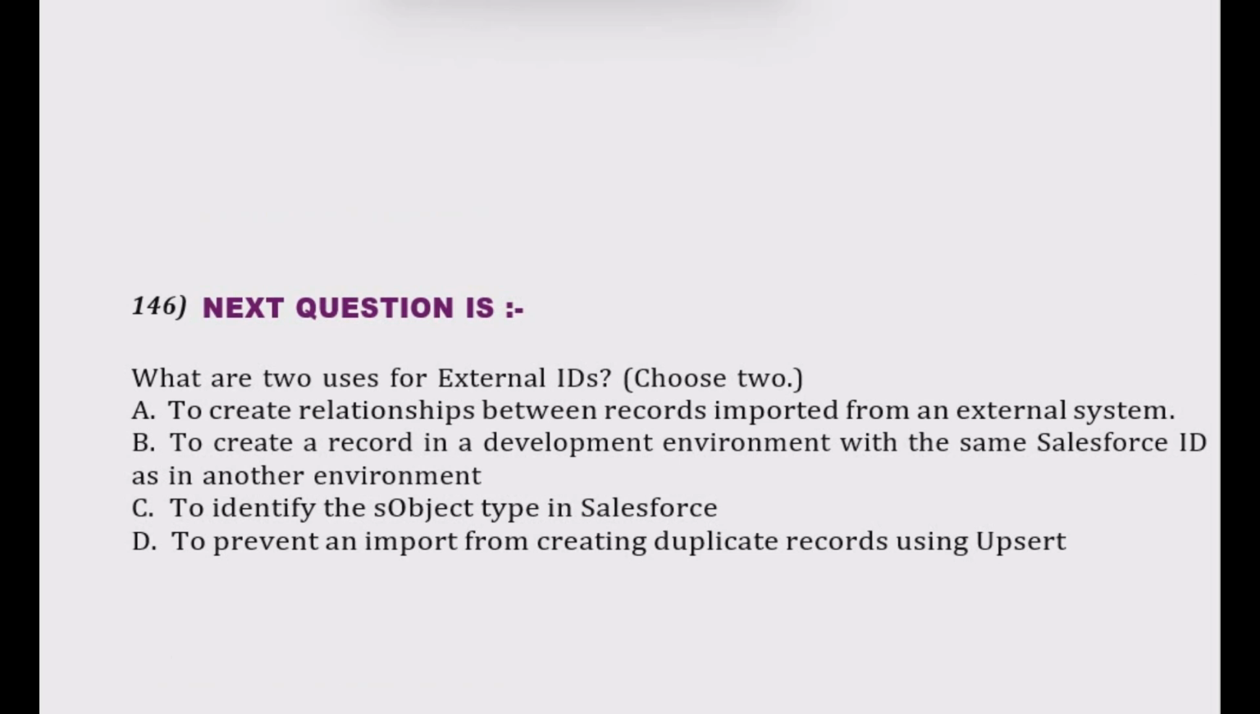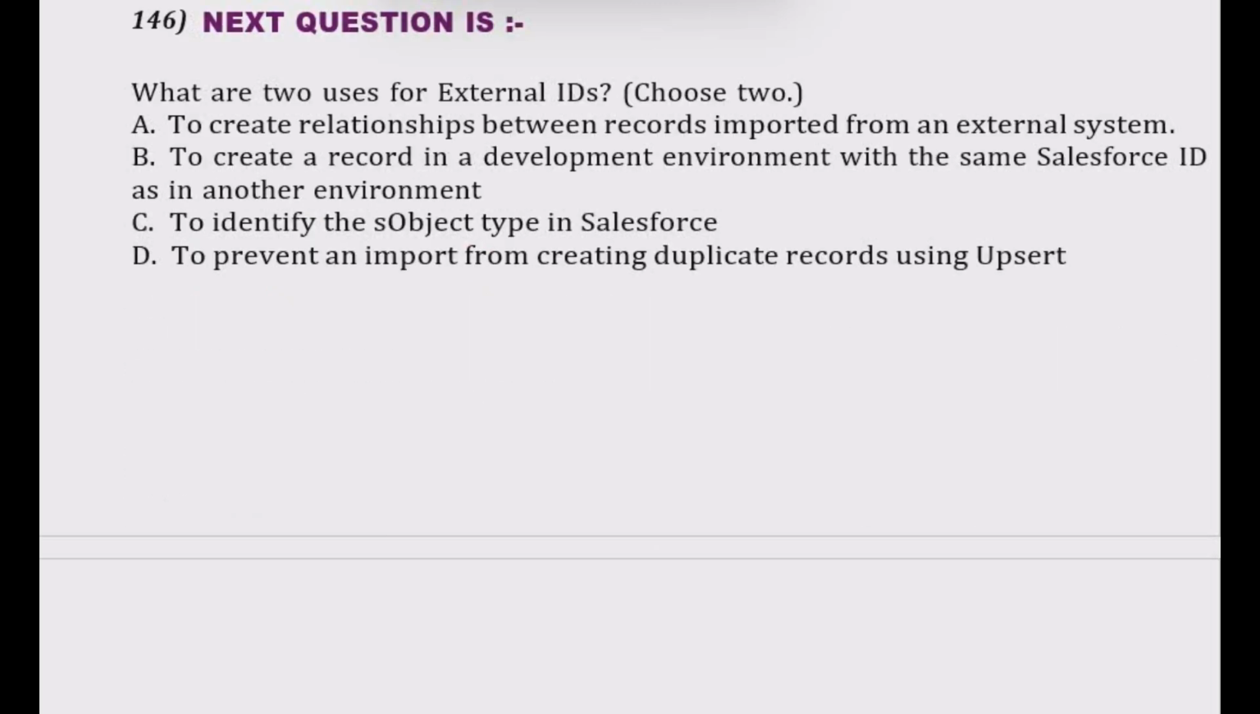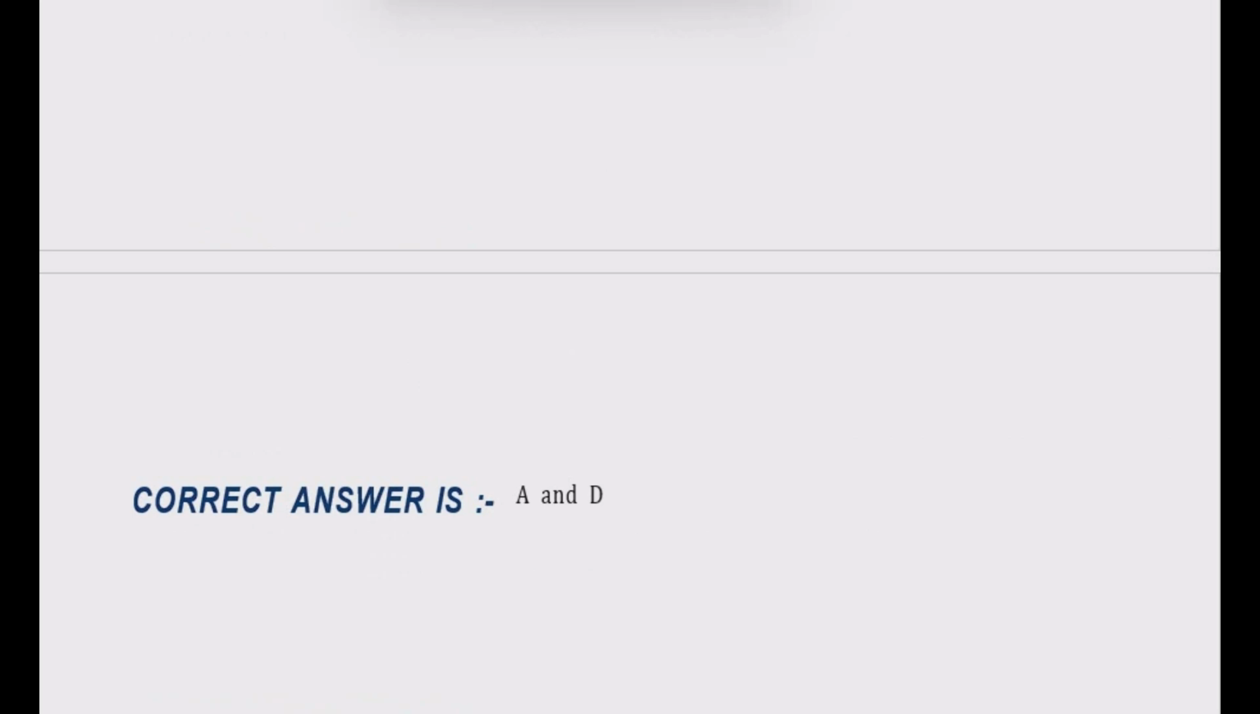Question is, what are two uses for external IDs? Option A. To create relationships between records imported from an external system. Option B. To create a record in a development environment with the same Salesforce ID as in another environment. Option C. To identify the sObject type in Salesforce. Option D. To prevent an import from creating duplicate records using Upsert. Correct answer is option A and option D.